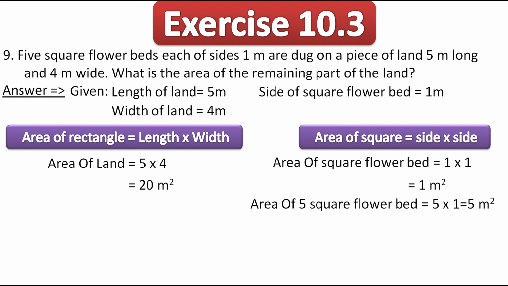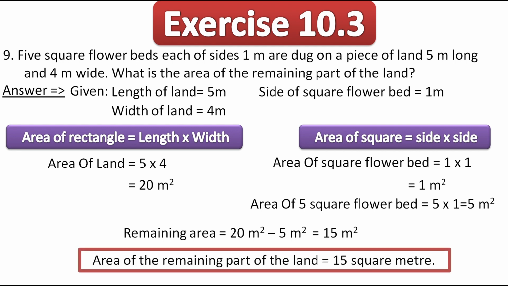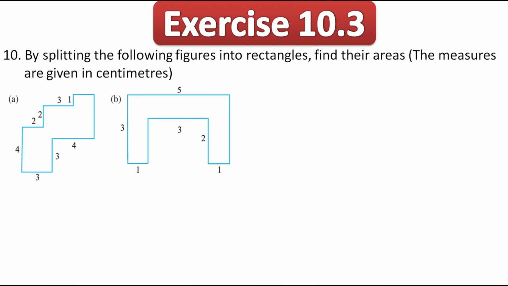Now we have to subtract this, that is remaining area is equal to 20 meters square minus 5 meters square, which is equal to 15 meters square. Therefore, the area of the remaining part of the land is 15 square meter is the final answer of this question. Okay. Now let's move to the next question, that is 10th one.